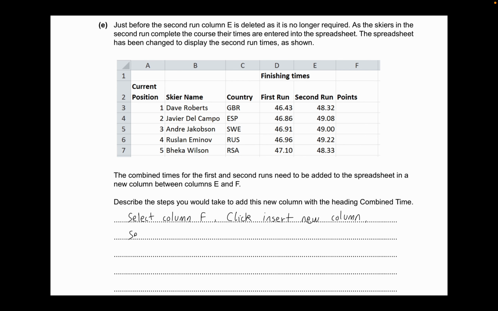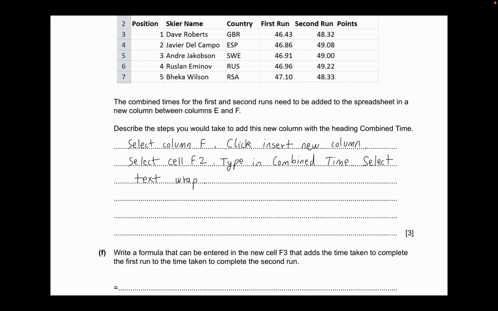Then what are you going to do? You're describing the steps. You're going to select cell F2 or F1. Then you're going to type in combined time. And then you're going to select text wrap. These are some of the steps that you can write for this answer. These are some of the answers that you can write for 3 marks. All right, let's move on to the next question.